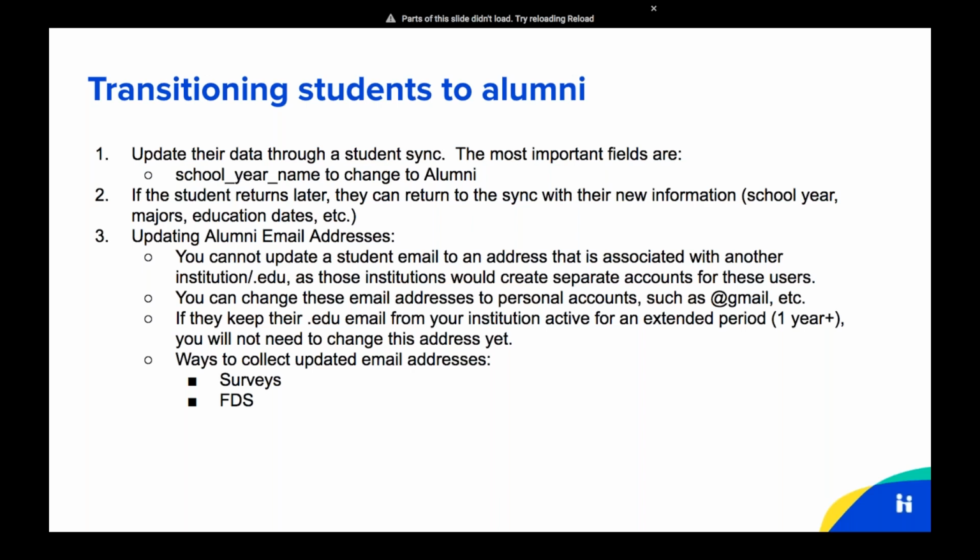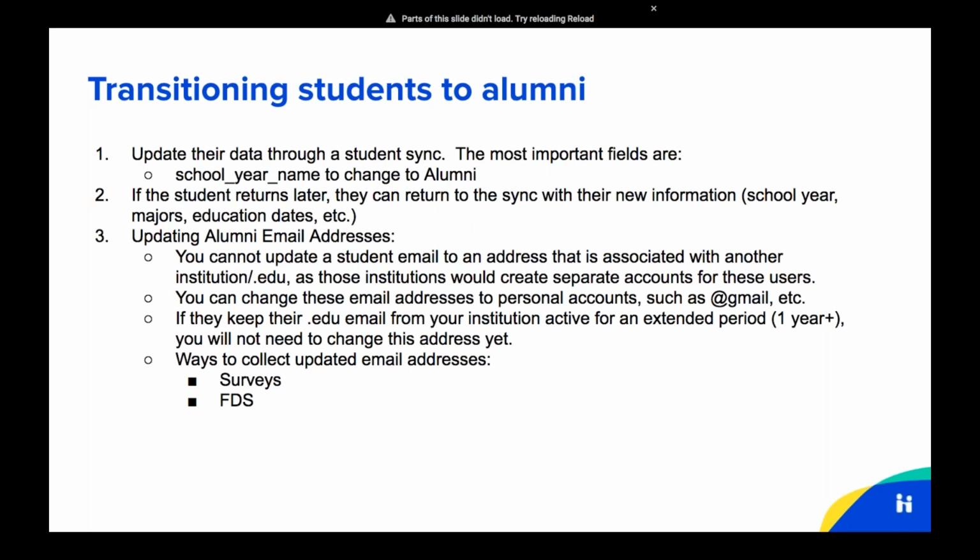Some people have the ability to include it towards the end of the semester. Some will actually have to do a separate file. We definitely suggest doing it at the end of each semester to ensure that you have accurate data in there as far as who's an alumni and who's an active student. So it's a very important piece to ensure that your data is correct at all times.